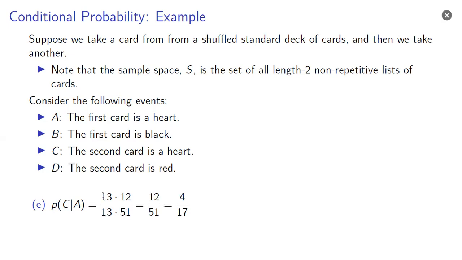And we want to know the probability of C given A. So we want to know how many ways could it happen that C occurred. That would be 13 times 12, which comes out to be 4/17.